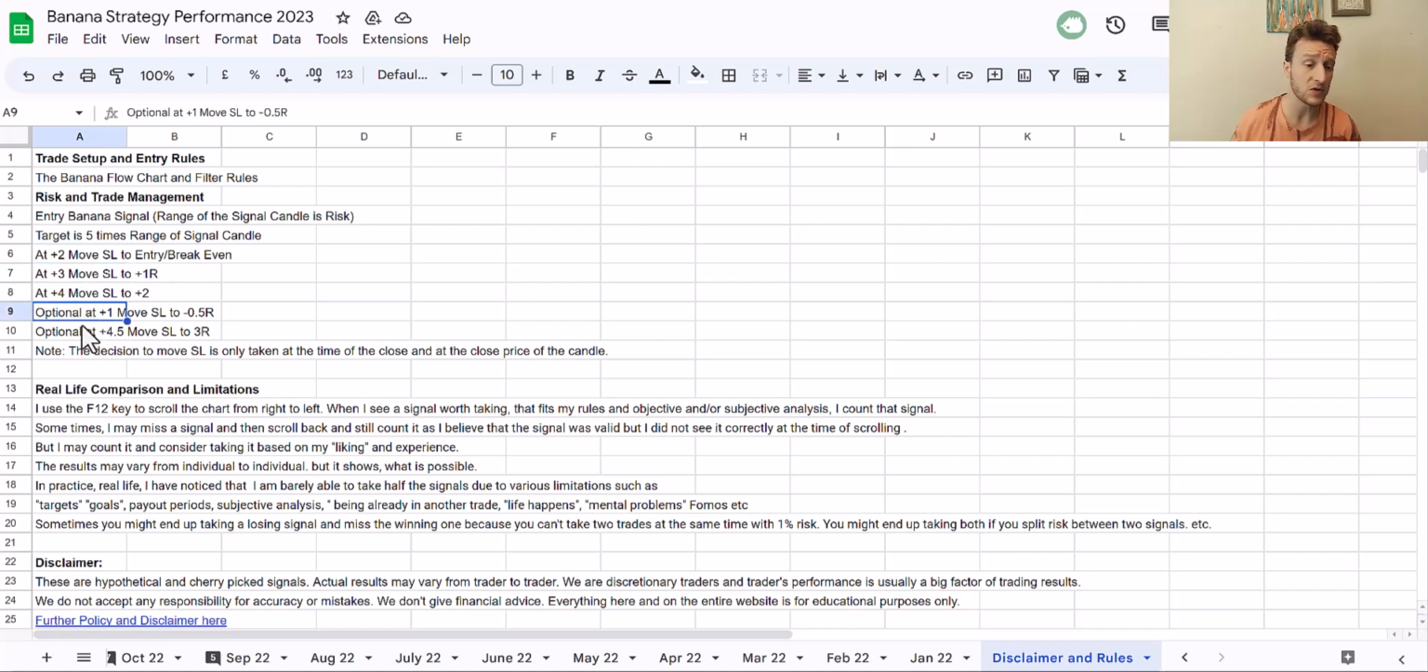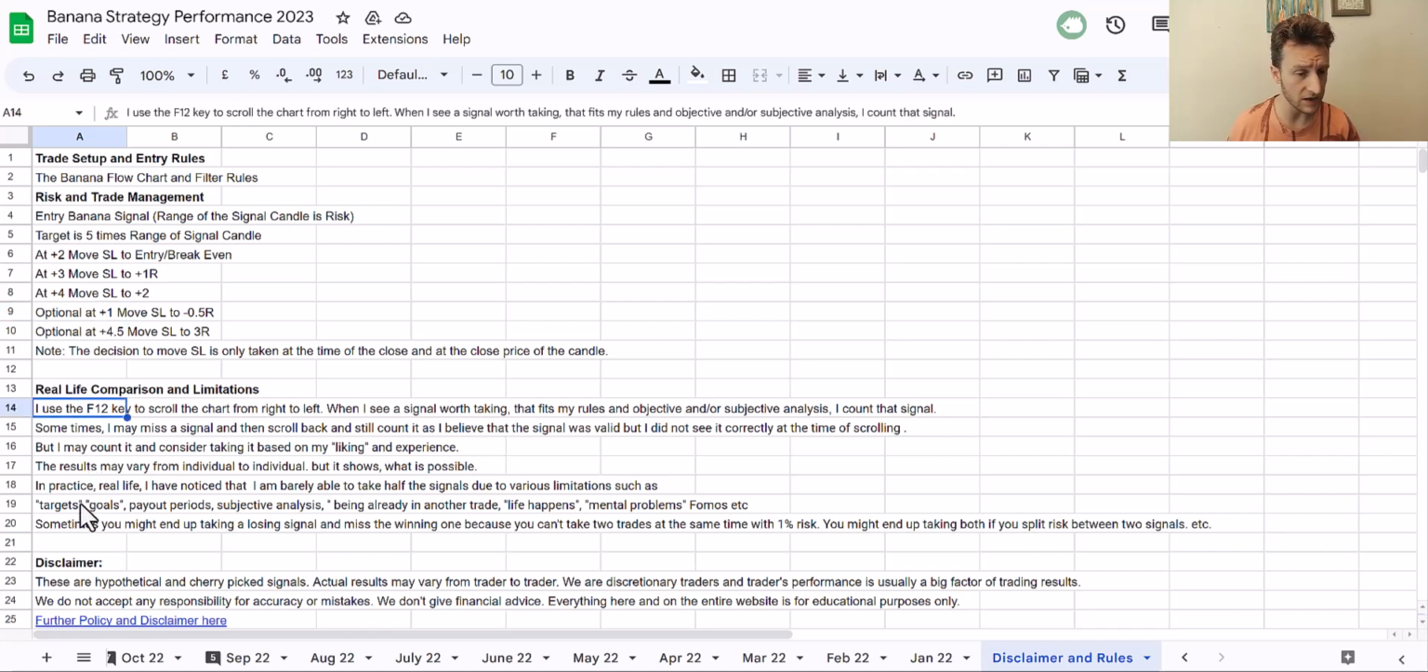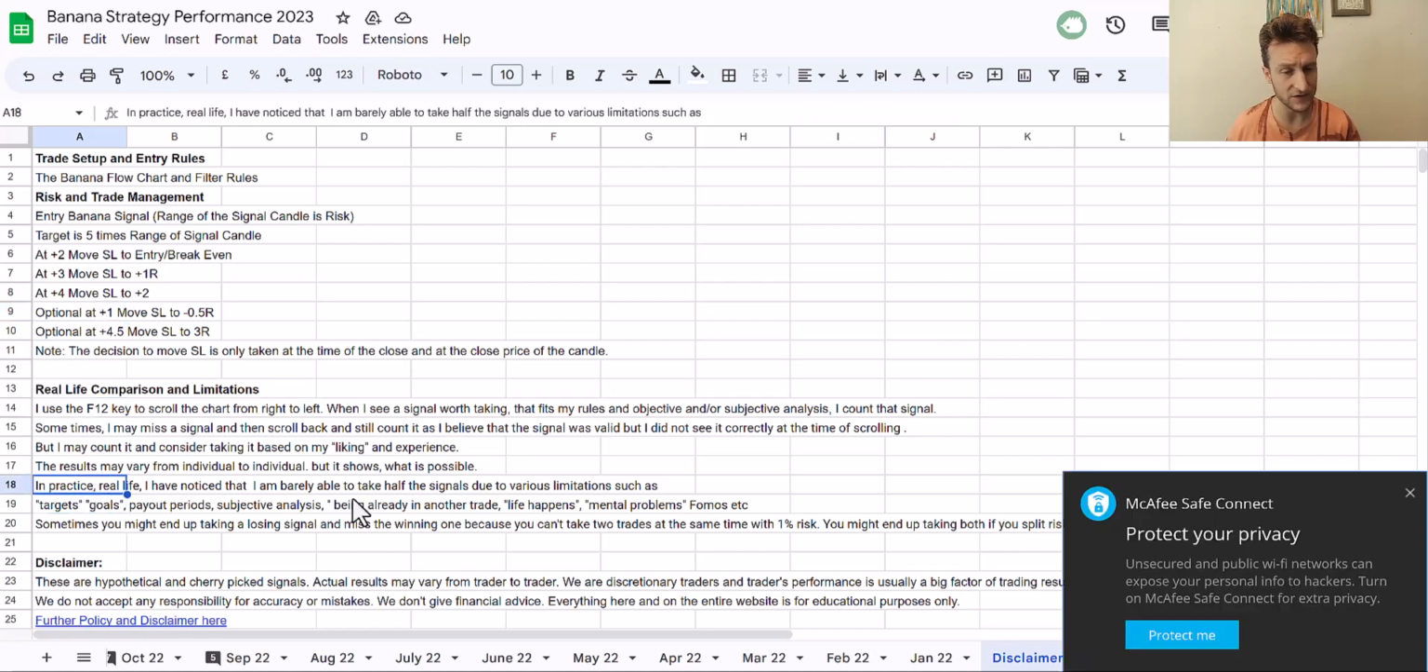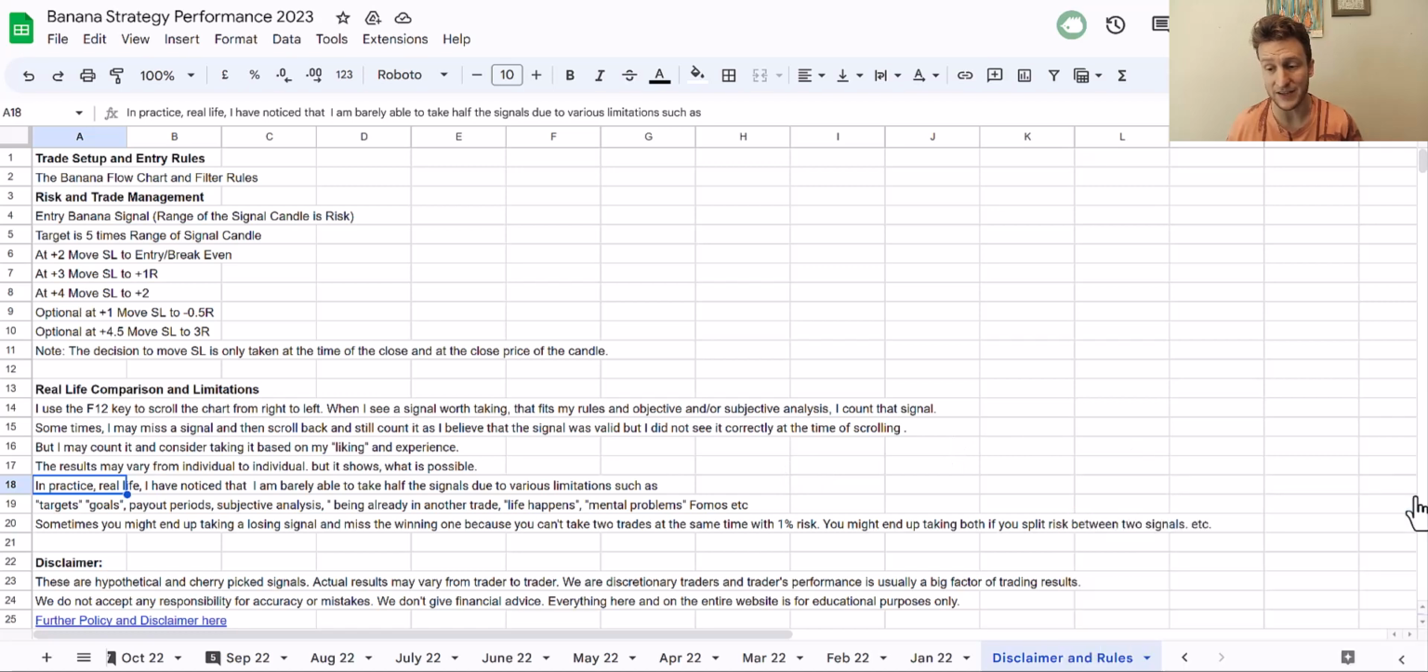We have some other optional things that a lot of our traders in the Discord do. If you get to 1R, maybe take off half the risk. If you get to 4.5R, because it's so close to 5R, you don't want to give it all back. You don't want to give a full 2R or almost 3R back, so go ahead and move your stop to 3R. But these are just optional. We're not going to be counting these in the results spreadsheet for this one.